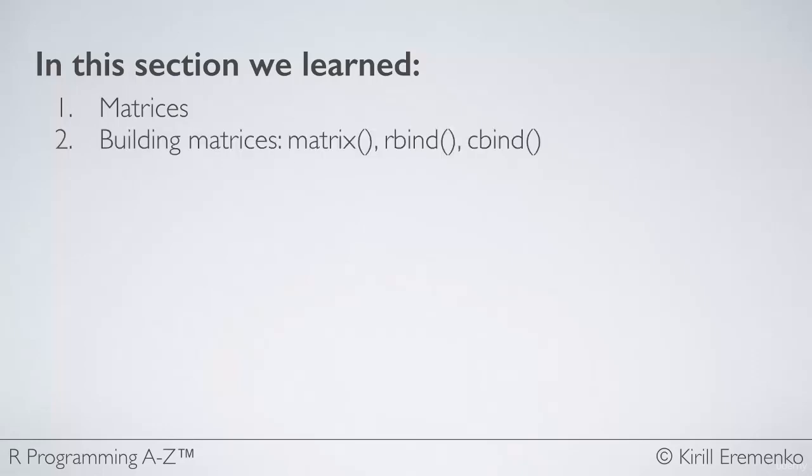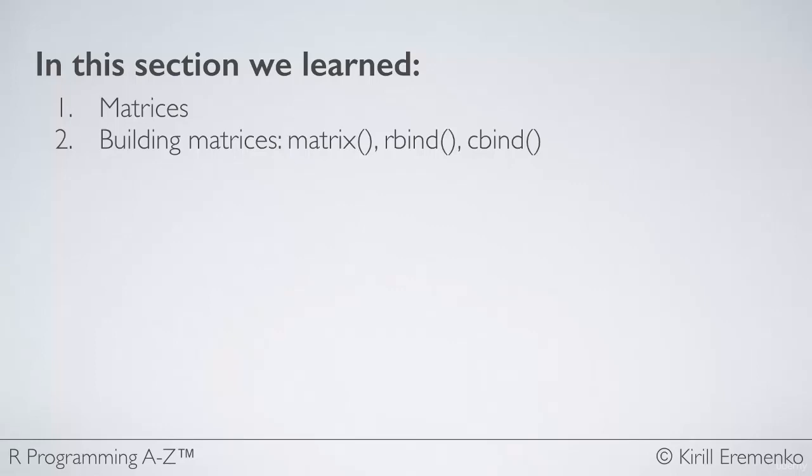Then we saw how we can build matrices. We learned about the matrix function, the rbind, and the cbind function. So the matrix function basically bends your vector into a matrix, whether it's row by row or column by column. You can specify that behavior. And rbind and cbind are way more commonly used because they combine existing vectors into matrices as rows or as columns. So as you can imagine, you would rarely bend a vector into a matrix.